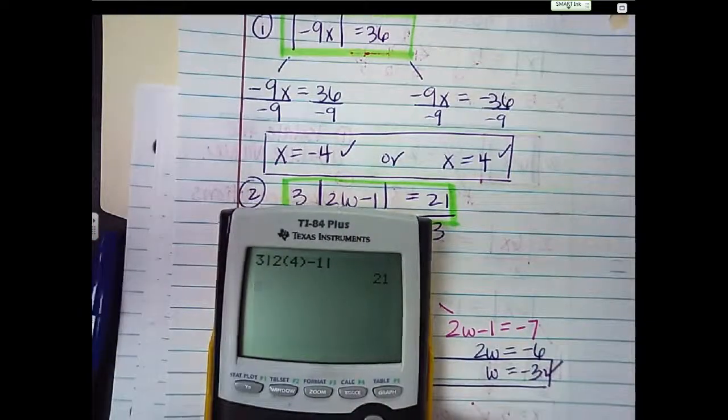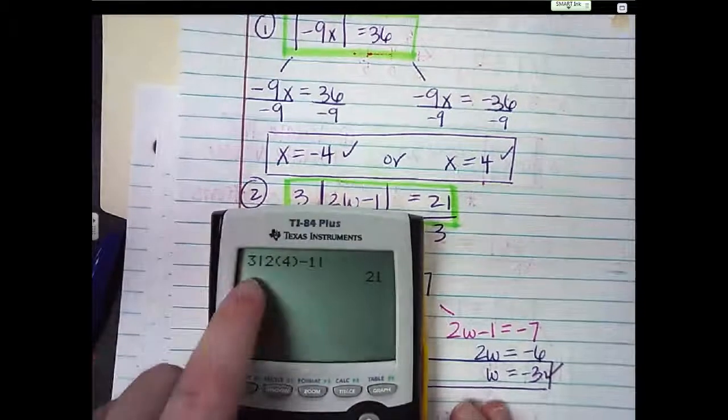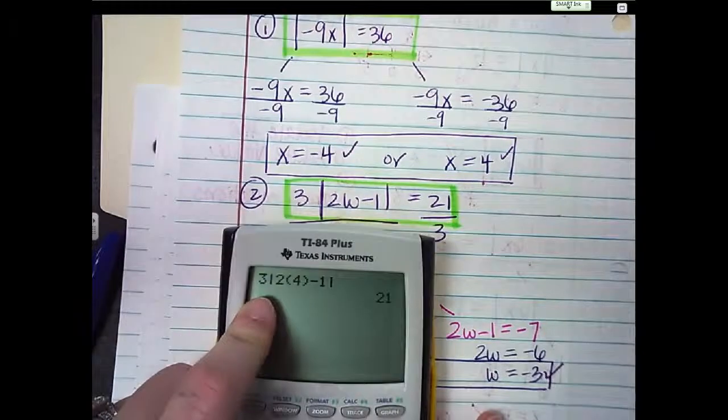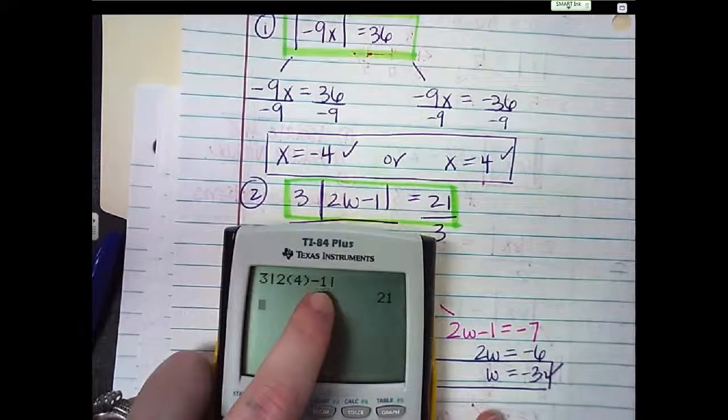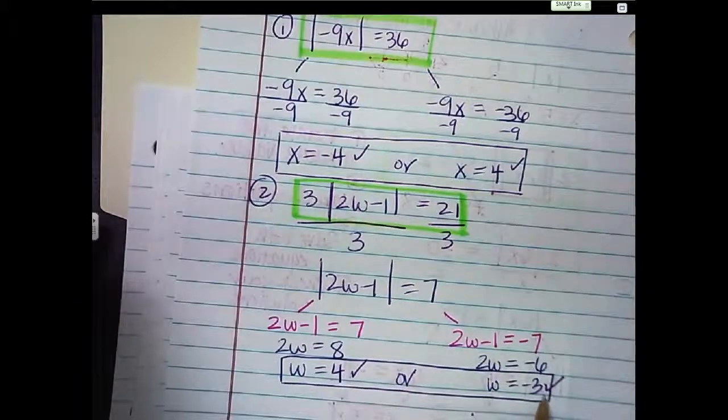I got 6. So let's do one that they don't work. Wait, where'd you get 6? Did you put the 3 in front? Yeah, 2 times 4 minus 1. Wait, where'd you get the 4? That's what I plugged in. I plugged in this one. I haven't plugged in this one yet.